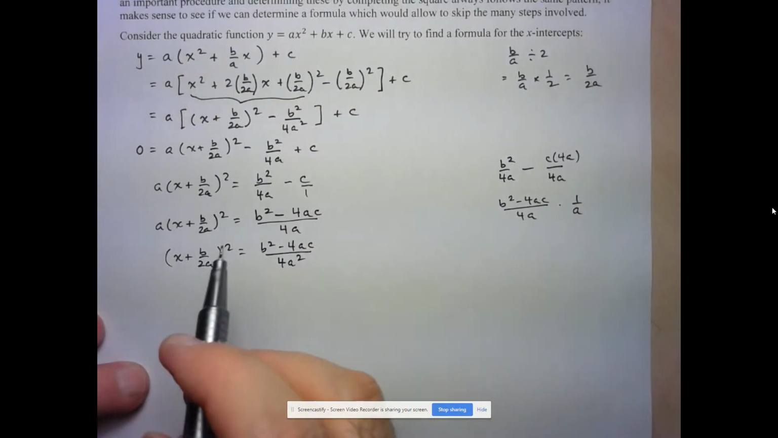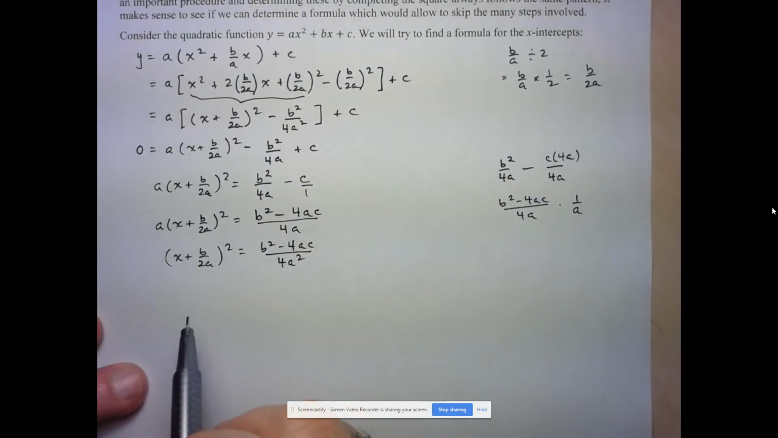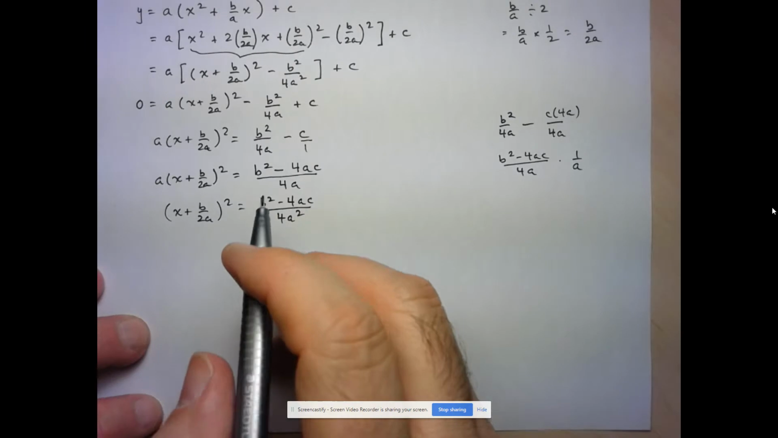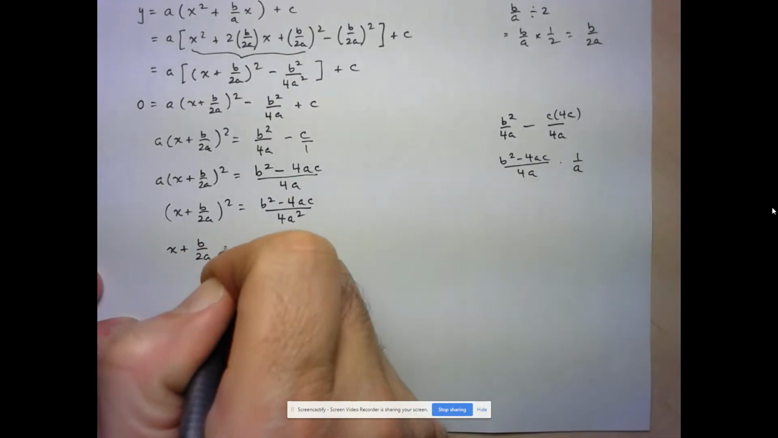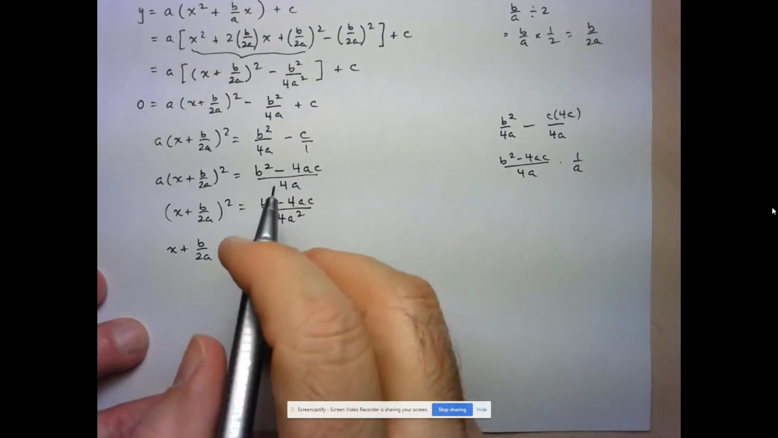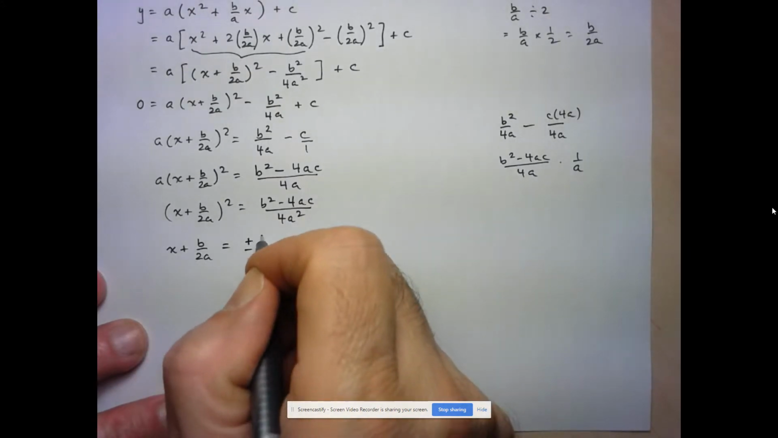Okay, next step now is to take care of the exponent. And of course, the way I can take care of the exponent is by doing its opposite operation, which is square root. Okay, so x plus b over 2a. But we have to be careful here because when we take the square root of both sides of the equation, we have to consider that there's both a positive and a negative square root.